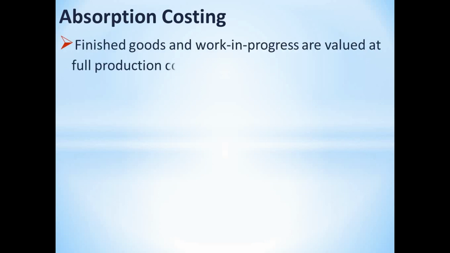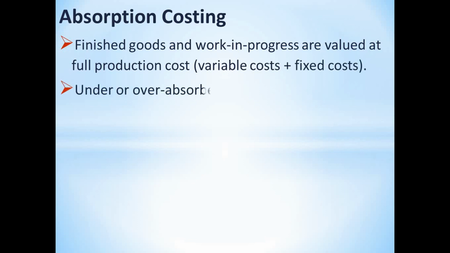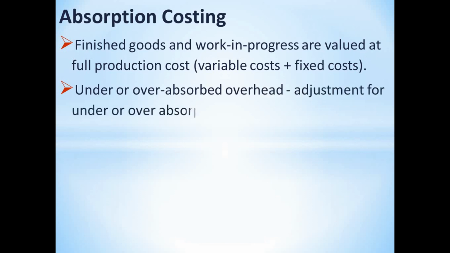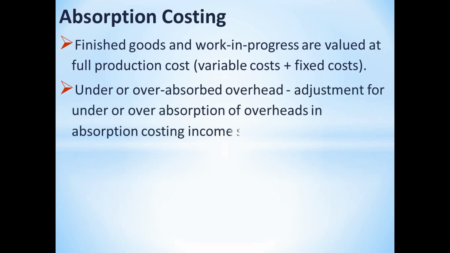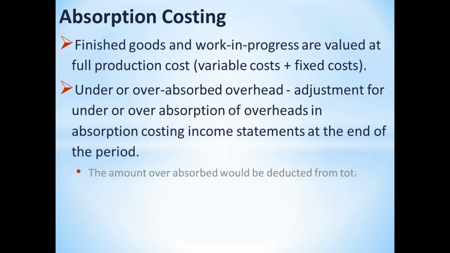Absorption costing. Finished goods and work in progress are valued at full production cost. Variable costs plus fixed costs. Under or over absorbed overhead. Adjustment for under or over absorption of overheads in absorption costing income statements at the end of the period. The amount over absorbed would be deducted from total cost. The amount under absorbed would be added to total cost.